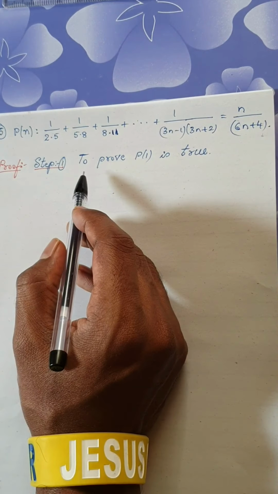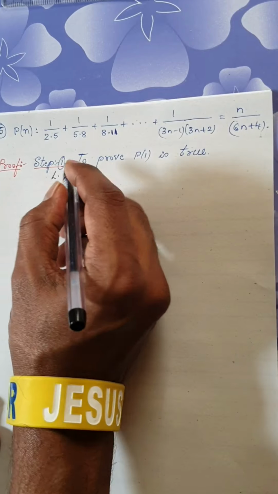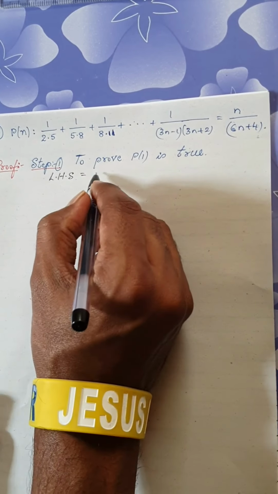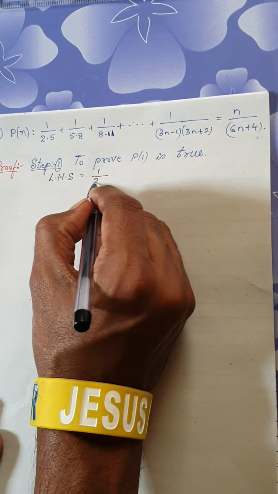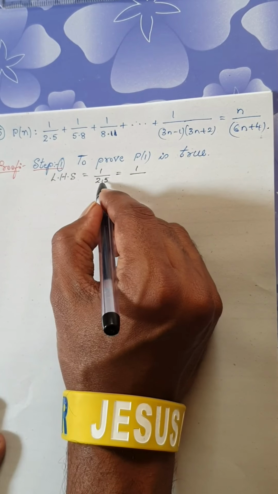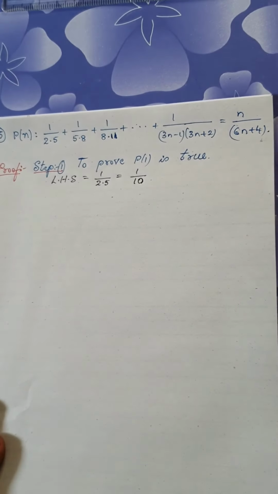Step 1, to prove P of 1 is true. So how are we going to prove P of 1 is true? Let me consider my LHS. So LHS is 1 divided by 2 into 5. So this is nothing but 1 divided by, I told you this is not 2.5, it is 2 into 5. 5 2s are 10. So it is 1 by 10.